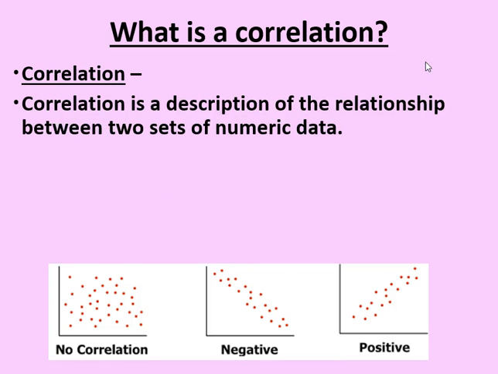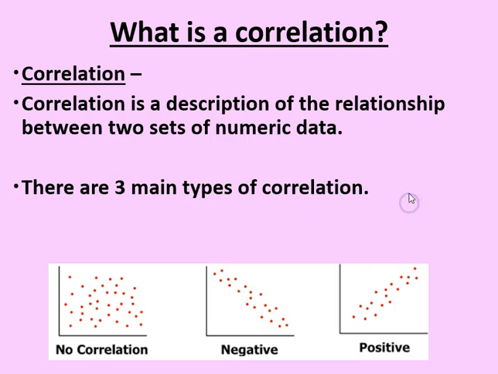Correlation is a description of the relationship between two sets of numeric data. There are three main types of correlation: no correlation, a negative correlation, and a positive correlation. If you're looking at a graph, no correlation looks like dots spewed every which way. Negative correlation looks like the dots are moving downward, and a positive correlation looks like the dots are moving upward.